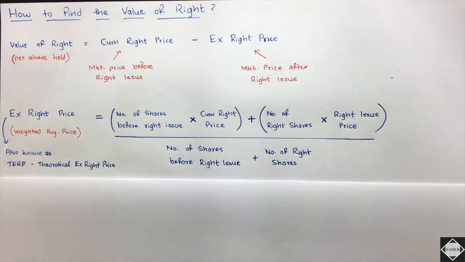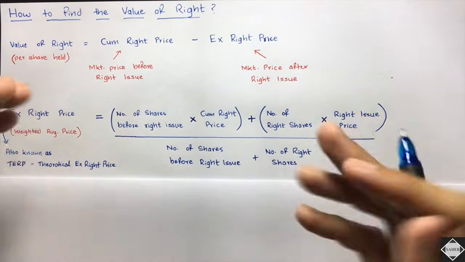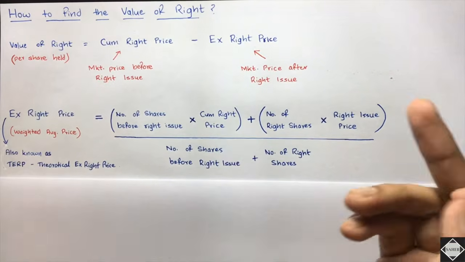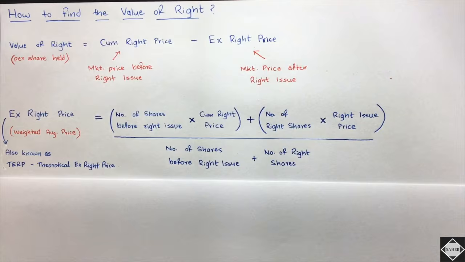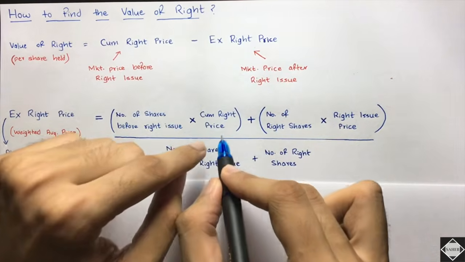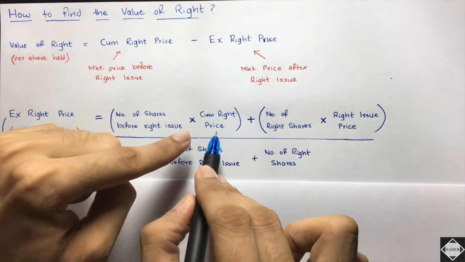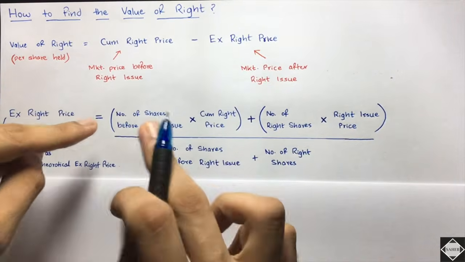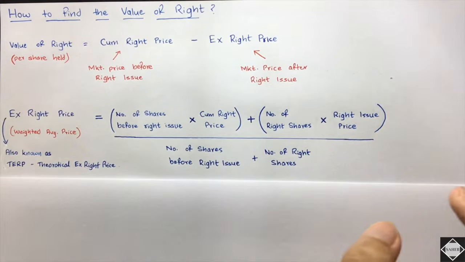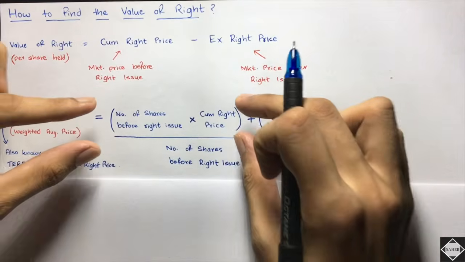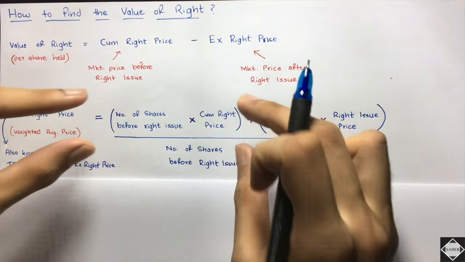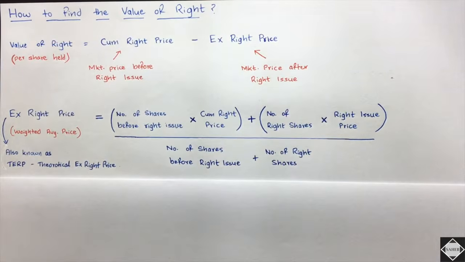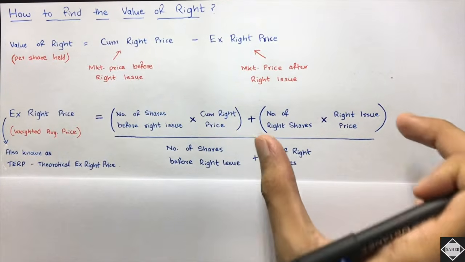That's the broad formula. If you go into detail, how will you calculate market capitalization before the right issue? Simple: number of shares before the right issue into the cum right price, which means the market price before the right issue. Number of shares before, price before. That's how you get the market capitalization before the right issue. Simple, this entire section is the before part.